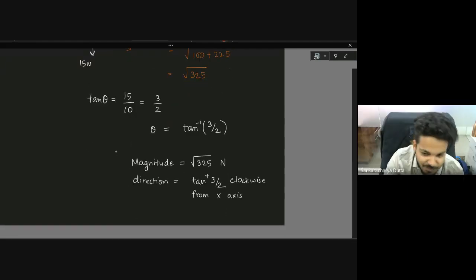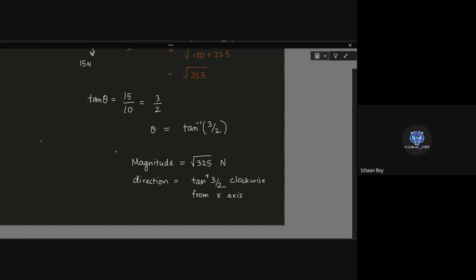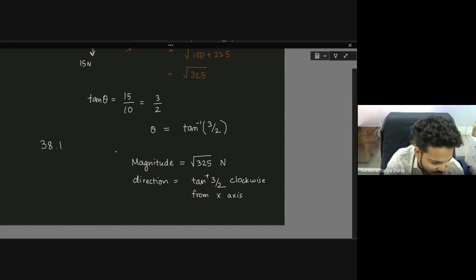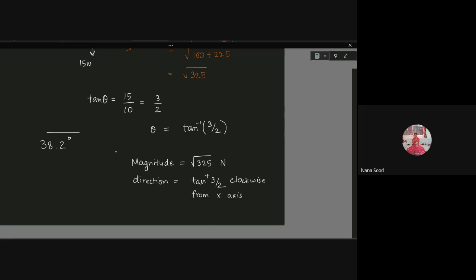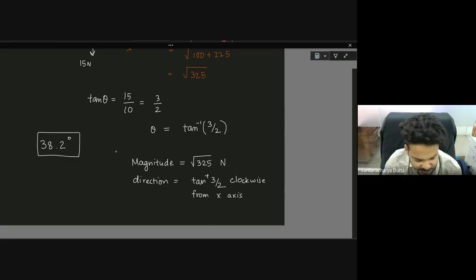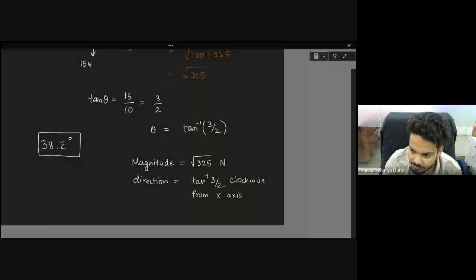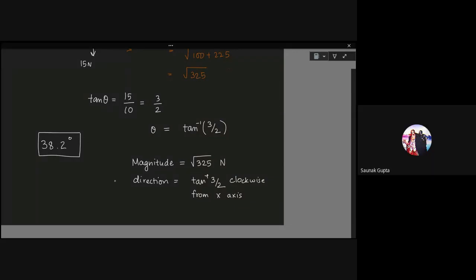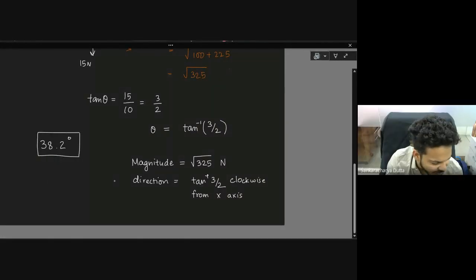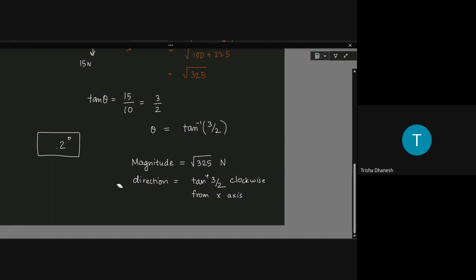38.188459290. Just give me two digits. 38.1. So in degrees or in radians, which one do we have to tell? I think this is in degrees. So I'm getting 36.30. No, I feel like this is incorrect. Sir, I'm getting it as 56.31. No, that is correct.